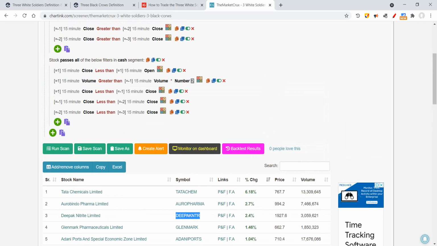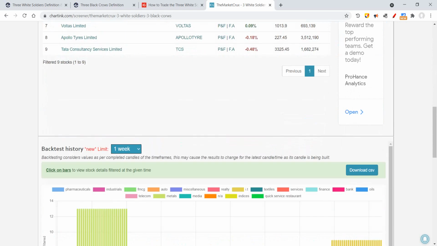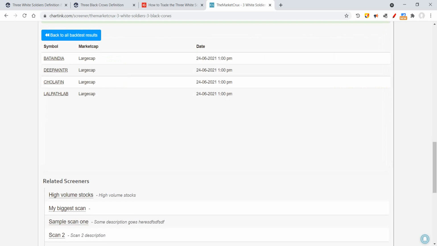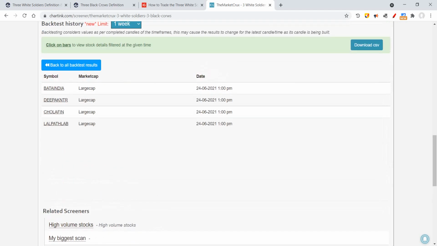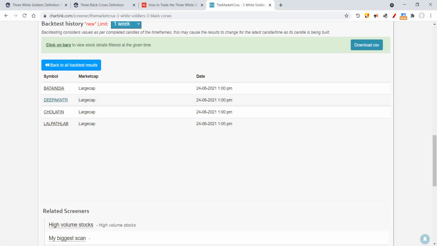Along with this, when you create this screener, or when you just use the link of this screener, which I'll be providing in the description below, you will also get, along with the current day, the previous at least 5-6 days of data to do the backtesting basically. So you click on any of these, and you see for 24th of June what all stocks were given by this screener. And again, I'll be taking the same Deepak Nitrite, since the stock chart is open already. So we will see what happened with this stock on 24th of June.